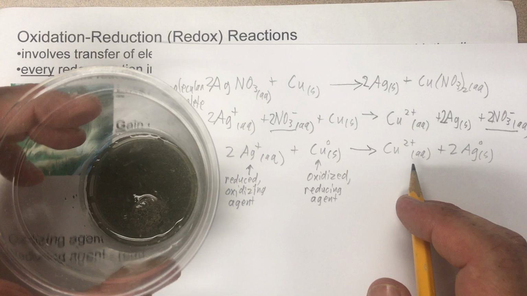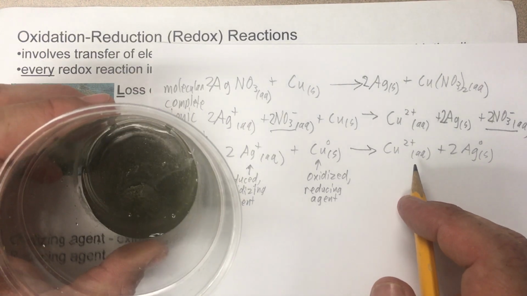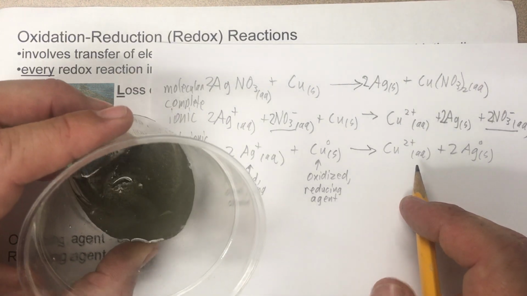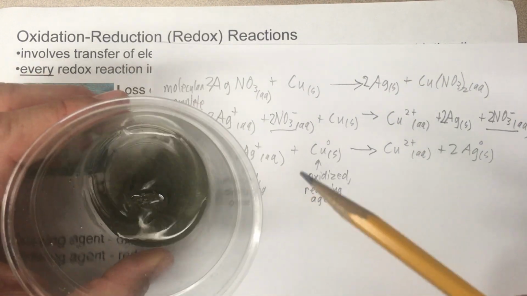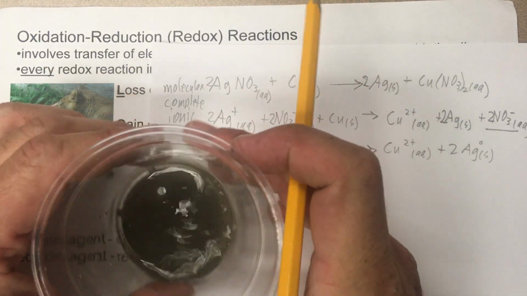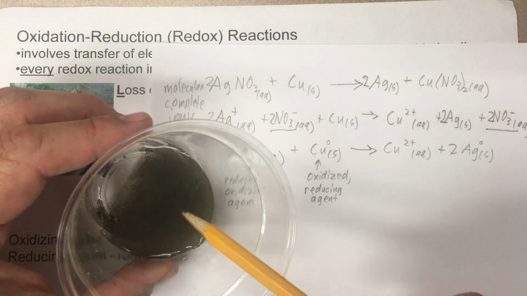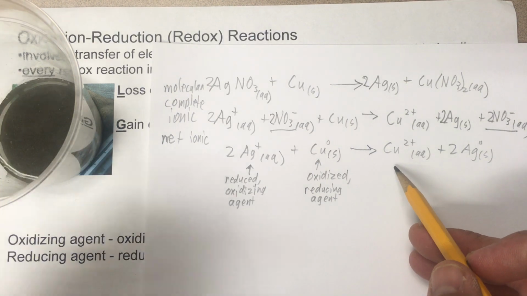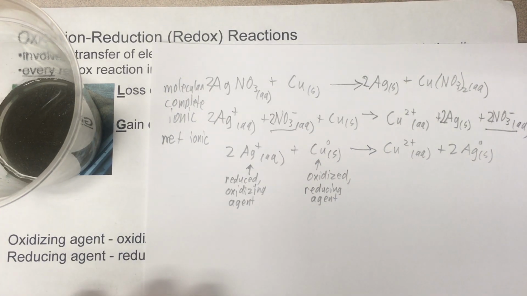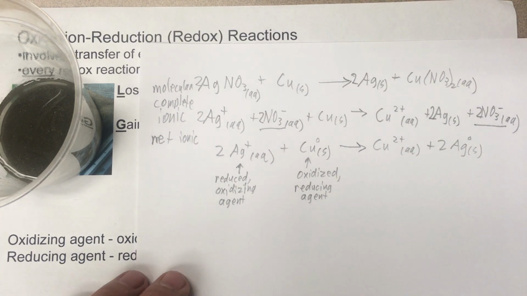Now, it's really not very clear to see in this particular reaction, but you can see all the little gray silver crystals, but sometimes you can actually see the solution turn sort of bluish, which is indicating the presence of the copper 2 ions. I don't necessarily see that's going to happen today.